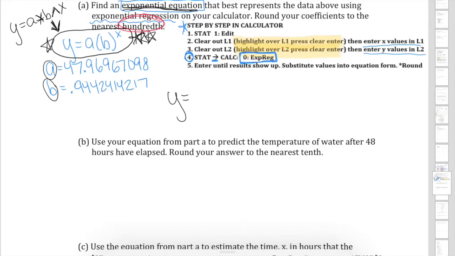So my y equals is going to come down. Before I plug in a and b, I'm going to round to what it asked me to round to, which is the nearest hundredth. So this first one, hundredth, is 2 places after the decimal point. So really I need to stop right here for a. But you look at the number after it, see if it bumps that up, 5 or above, give it a shove. So that one does round up to 47.97.